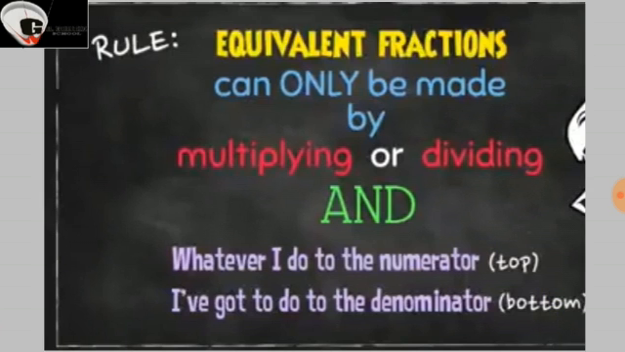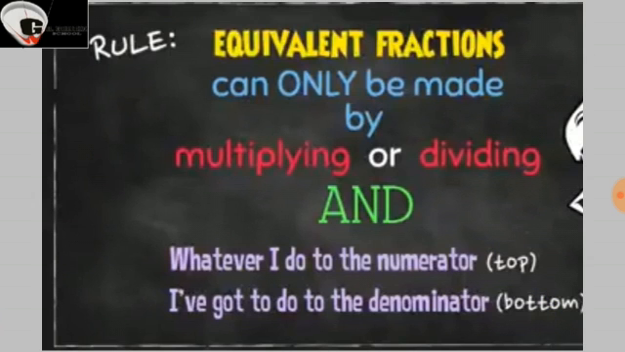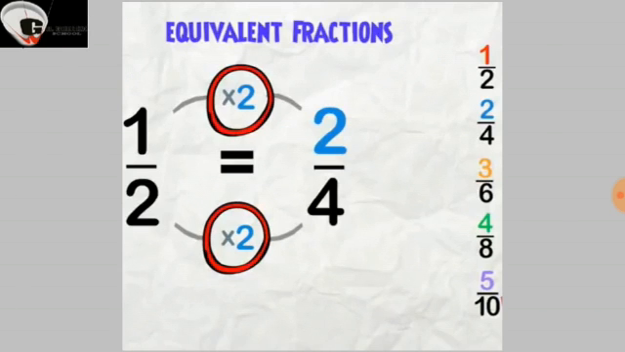How? Remember, the rule is equivalent fractions can only be made by multiplying or dividing the numerator as well as the denominator with the same number. So, whatever I do to the numerator, I've got to do it to the denominator as well. For example, the smallest fraction is 1 by 2, right? I will divide or multiply the numerator as well as the denominator with the same number.